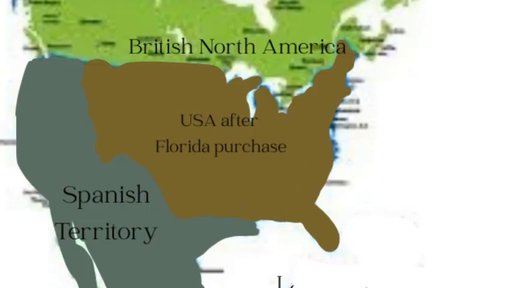Oregon Territory. The US and the British both claimed the Oregon Territory. In 1846, they agreed to split the land peacefully. The US got the southern part, now Oregon, Washington, and Idaho.